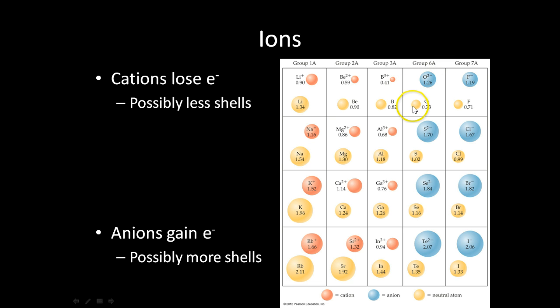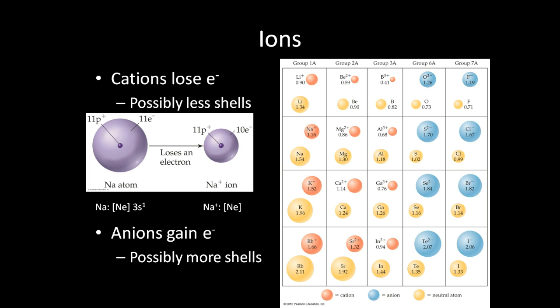So oxygen will go from an atomic radius of 0.73 angstroms. When it becomes the oxide ion, it'll go to 1.26 angstroms.